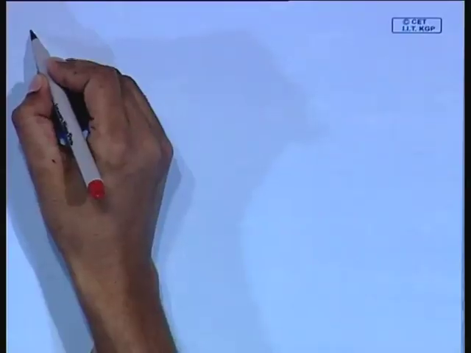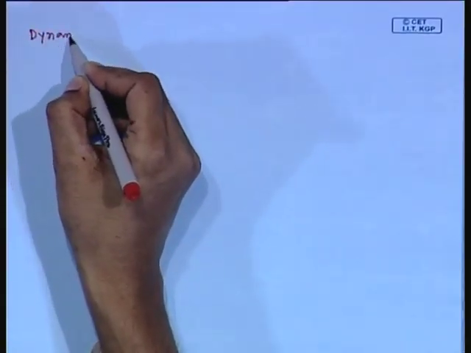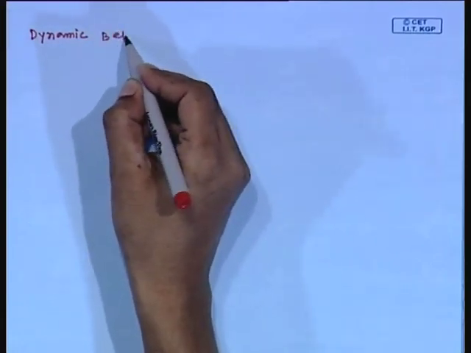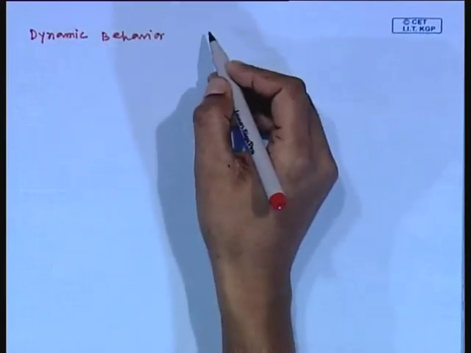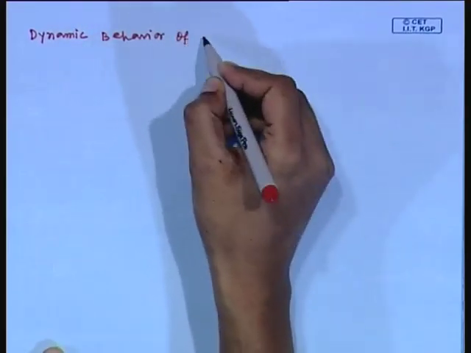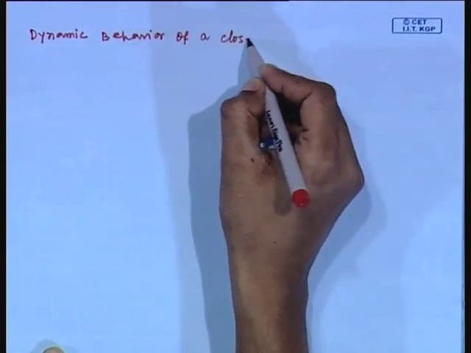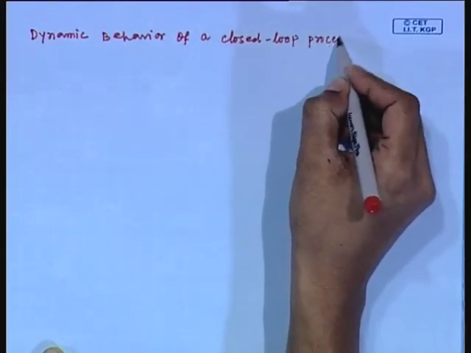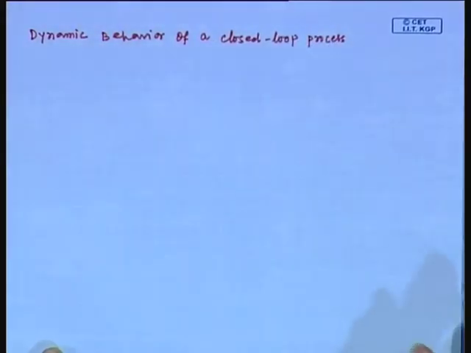So, today we will start with the dynamic behavior of a closed loop process. First we will discuss in generalized form. Then we will consider a few specific cases, a few examples.